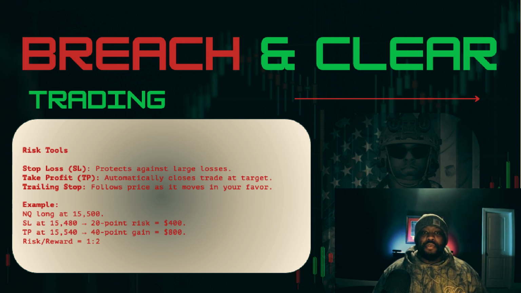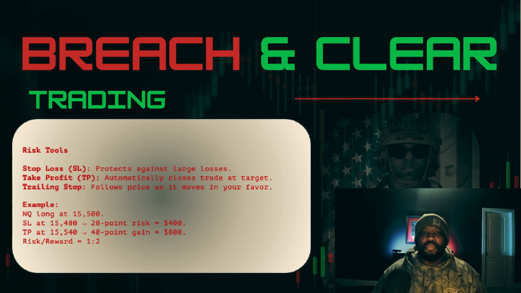Using the same example, if your target is 15,540, you're aiming for 40 points of profit. That's $800 per contract. Notice the math here. You're risking $400 to make $800. That's a 1-to-2 risk to reward ratio, which means even if you're right only half the time, you'll still be profitable over the long term. That's how professionals think. They plan the risk and reward before entering the trade.